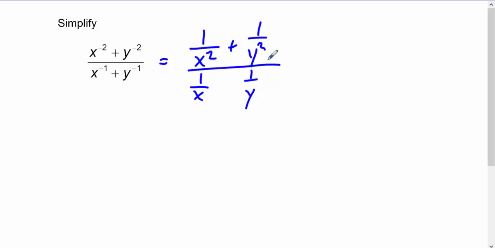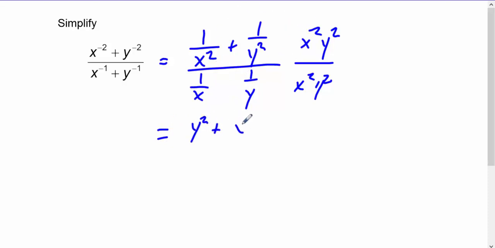The common denominator of both the numerator and denominator is going to be x squared y squared. And I'll distribute that to both the numerator and denominator. In so doing, I'm going to get the x squareds to reduce, so that's y squared plus x squared, which will not factor. And then over here, I'm going to get x y squared. And here I will have x squared y.